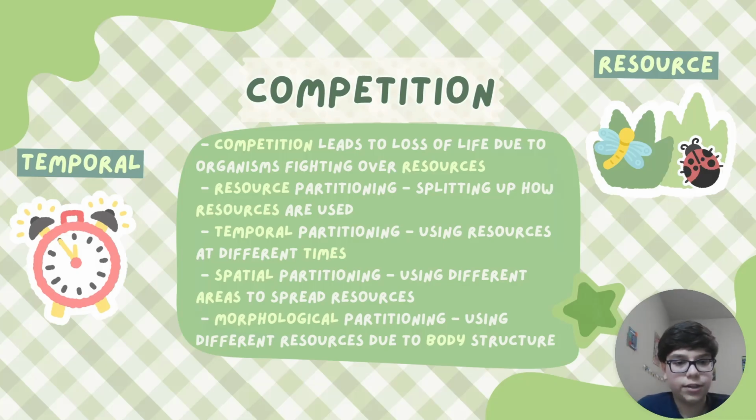Our first way that I need to know is resource partitioning. This is how we split up how resources are used. So if you look at the right, our ladybug is eating the lighter shade of grass and the dragonfly is eating the darker shade of grass. They're both using the same resource, but since they're using different parts, they aren't getting in the way of each other and causing competition.